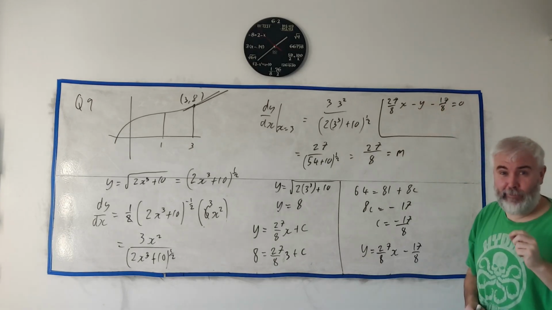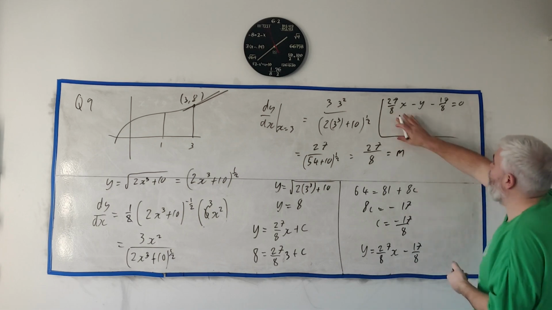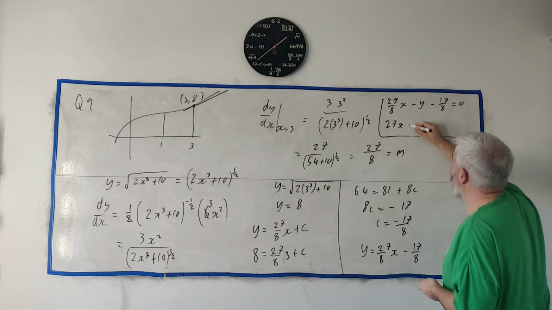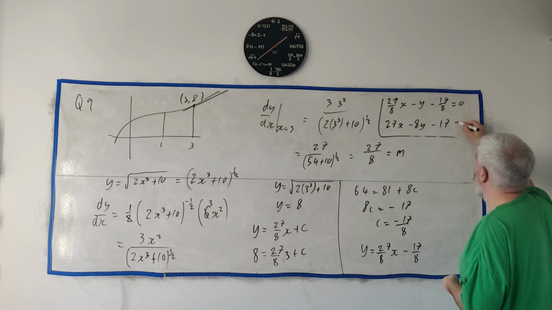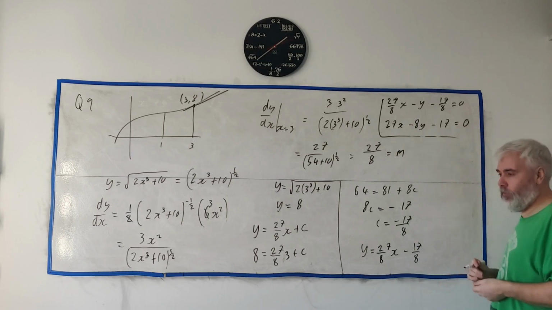Except you'll still lose a mark. They wanted integers. They don't want fractions. So we better multiply everyone by 8 to get rid of that. So 27x minus 8y minus 17 equals 0. That's what they were looking for.